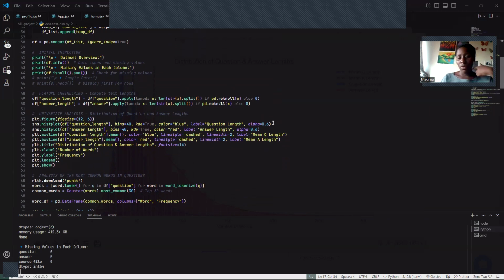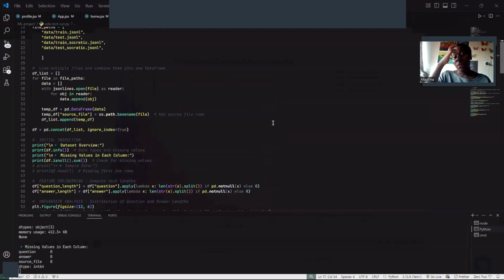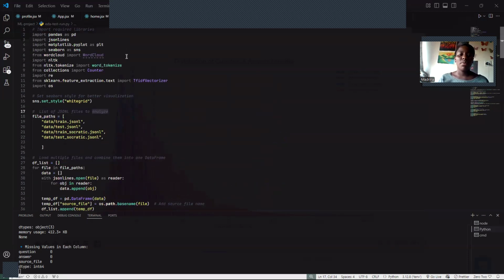In this code, we begin by importing libraries that are going to be beneficial. First, we import Pandas, which is used in manipulation and analysis. Then we import JSON Lines, which is going to help us read JSON files, because the data sets that we are using are written in JSON. This library is going to help us interpret those files. And then we import Matplotlib and Seaborn. These ones are used for data visualization.